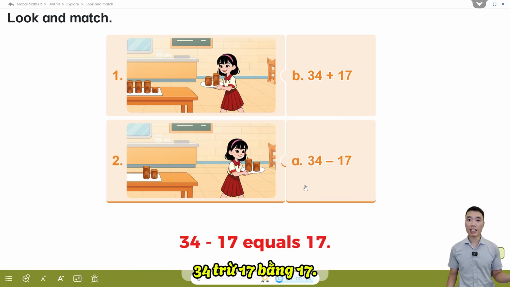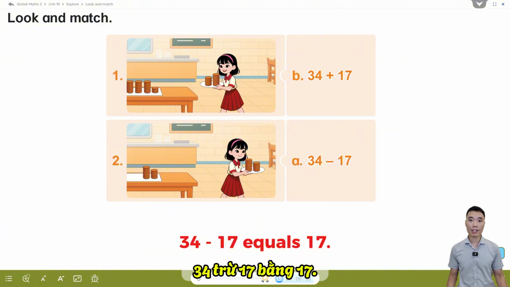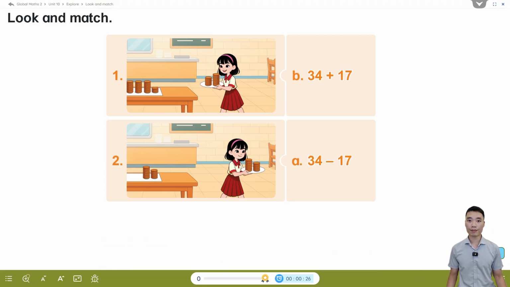34 minus 17 equals 17. So we say there are 17 biscuits left. Excellent.